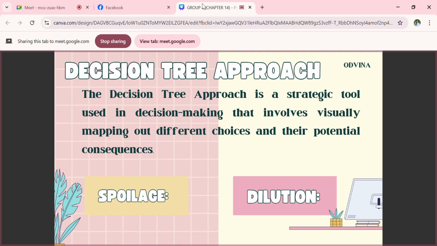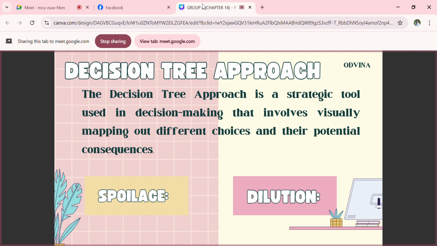The decision tree approach is a strategic tool used in decision making that involves visually mapping out different choices and their potential consequences. It helps analyze various scenarios and their outcomes, making it easier to choose the best course of action. Here is a detailed look at the decision tree approach, which covers spoilage and dilution.